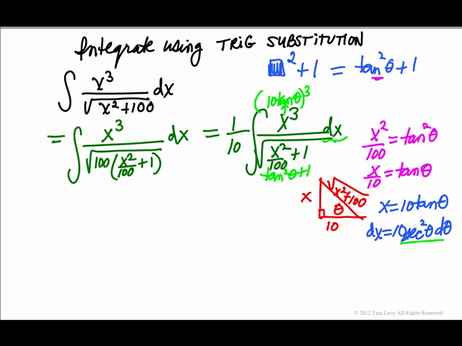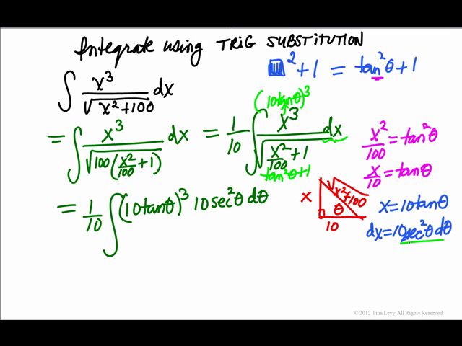So we're going to do the substitution, and that's why it's called trig substitution. So we have 1/10. The integral x will be replaced with 10 tangent theta, which will be cubed. The dx gets replaced with 10 secant squared theta d theta. And now the denominator is the square root of tangent squared theta plus 1. Now here, this was just secant squared, so I'm going to take the square root of that.